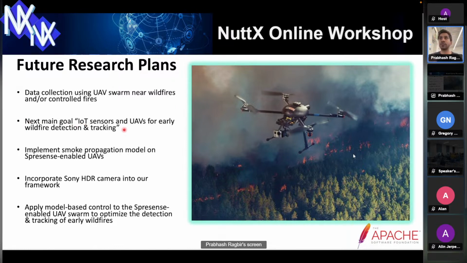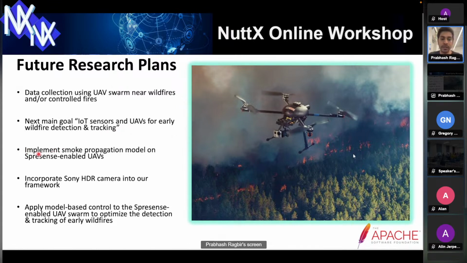The next big goal is IoT sensors and UAVs for early wildfire detection and tracking. So we'll be getting into detection and tracking. This will involve not just the chemical sensors, but also the cameras. And later on, we'll get more into machine learning algorithms.